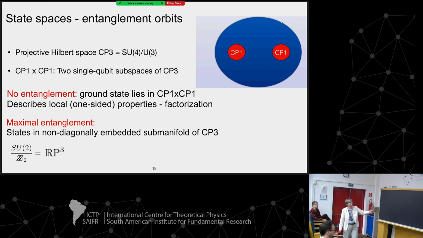Okay, so just to summarize, we look at this projective Hilbert space. There's a factorized subspace which just corresponds to two single qubit subspaces that don't interact with each other. So if there's no entanglement, then the ground state lies in this factorized structure. On the other hand, if we have maximal entanglement, then the states are in a non-diagonally embedded submanifold of this projective Hilbert space, which is actually RP3.